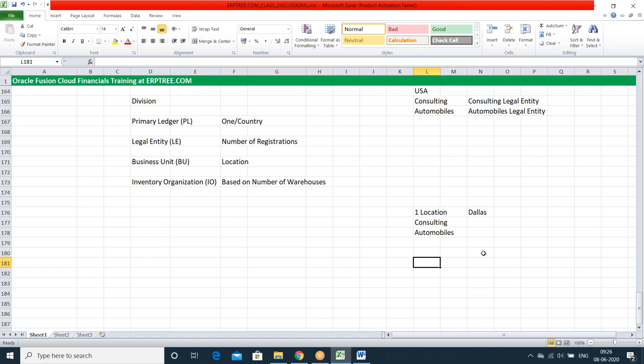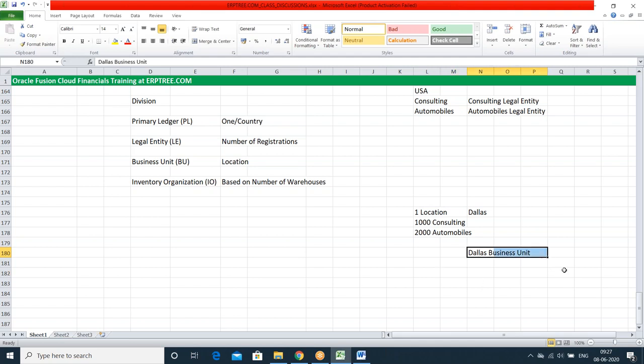Some clients say, since the location is one, I want to go with only one business unit. Yes, they can go with one business unit. We can name it simply Dallas business unit. When they go with the Dallas business unit, when you do the setups for payables, receivables, or any other applications, you should maintain the values for consulting and automobiles. For consulting, you are giving 1,000, and for automobiles you are giving 2,000, for identification purposes.